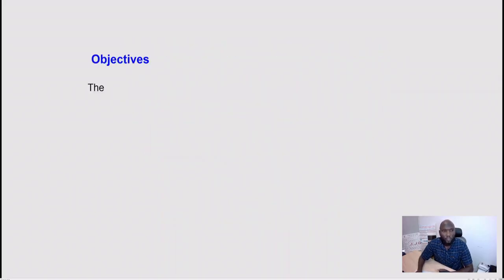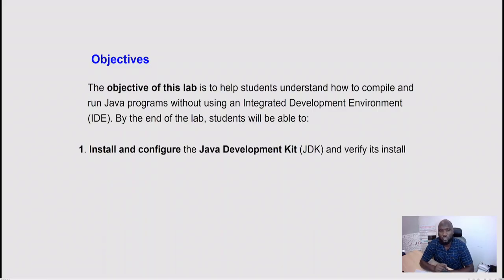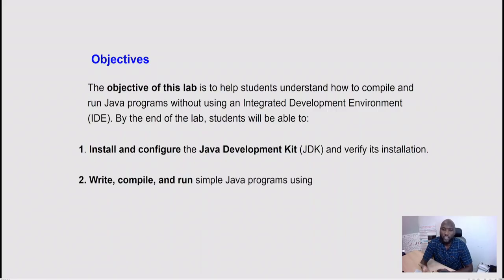So the main objective is to help you install and configure your Java Development Kit, which is a tool that will help your laptop recognize a Java file. If you write a simple program without the JDK, it will not recognize the file, because we need a Java environment, a Java JDK, so that the file you run, which is written in Java, is recognized by your laptop, okay?